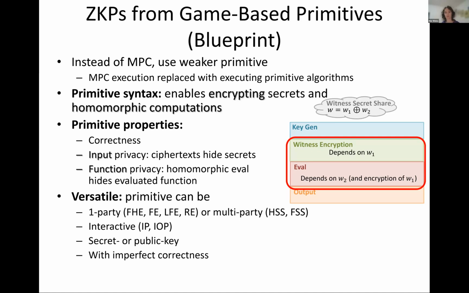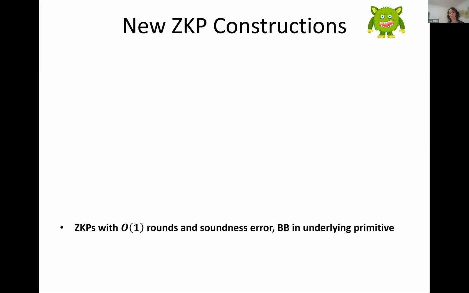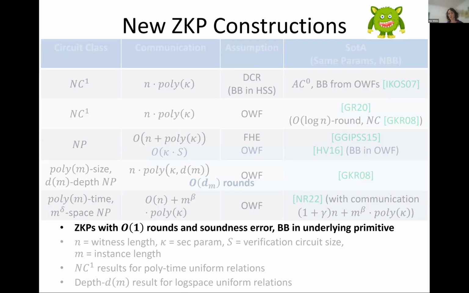So really everything goes. And actually the same paradigm also extends to giving not just zero-knowledge proofs, but also commit and prove style functionalities. So this paradigm is very versatile, and we exploit this versatility to get different zero-knowledge proof constructions based on different instantiations of these primitives. So at a very high level, we construct zero-knowledge proofs that are constant round and have constant soundness error, and use the underlying primitive as a black box. And this is what we get.